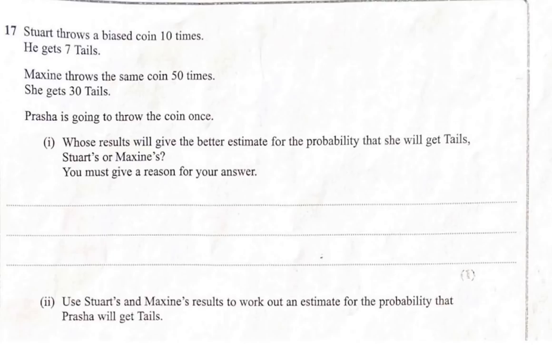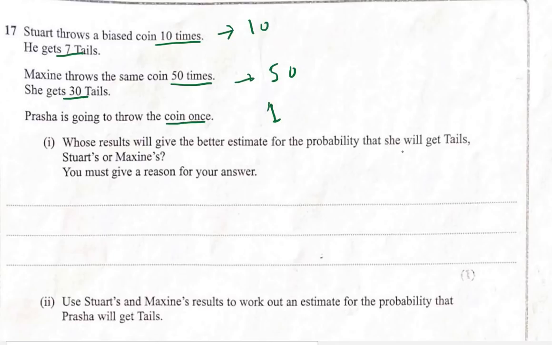The probability question, number 17. This is about a coin. Stuart throws a biased coin 10 times. He got 7 tails. Now Maxine throws 50 times and gets 30 tails. Prasha is going to throw the coin once. The question is, whose result will give the better estimate for the probability that she will get tails, Stuart's or Maxine's?